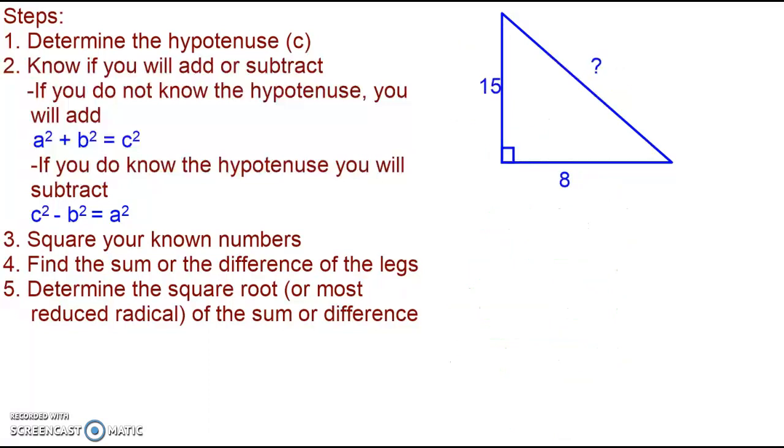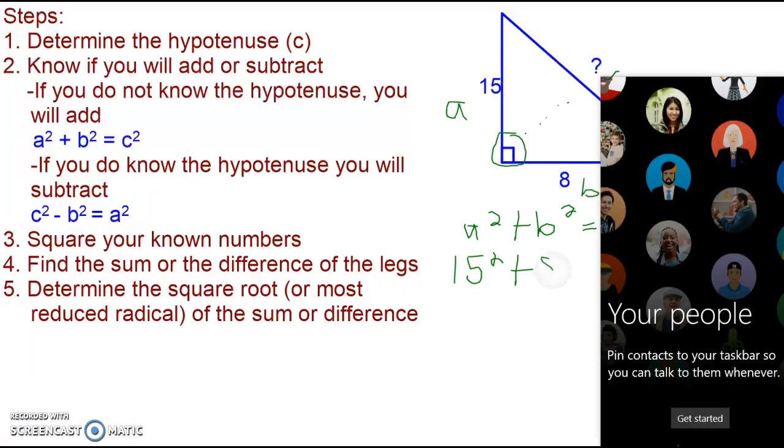All right, let's try another example here. We need to determine the hypotenuse. We have our 90-degree angle. Across from that 90-degree angle is the hypotenuse. In this case, we do not know what the hypotenuse is. So because we do not know, we're going to be adding. We're going to give these legs values of A and B. And this one we should be familiar with: A squared plus B squared is equal to C squared. So now we're going to plug in the values of A and B. A is 15, so we're going to have 15 squared plus B, which is 8 squared.